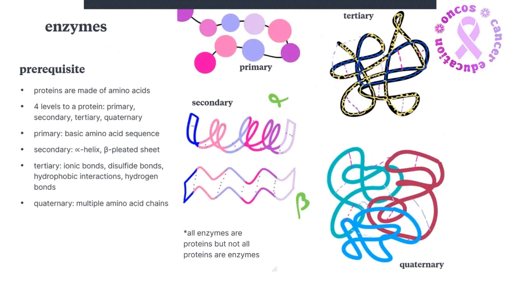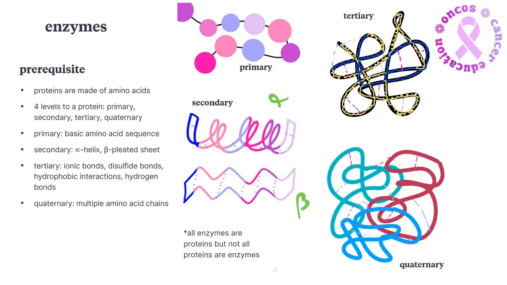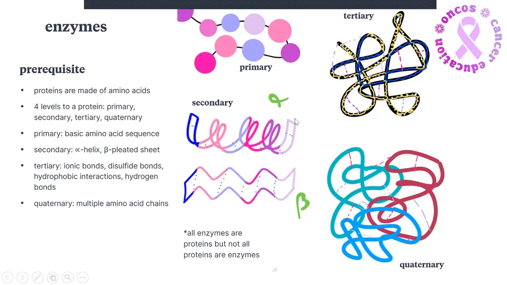Enzymes: some things to know before we formally start talking about them. Enzymes are proteins. Proteins are made of amino acids. There are four levels to a protein: primary, secondary, tertiary, and quaternary. We usually say this is the primary structure, this is the secondary structure, the tertiary structure, and the quaternary structure. In the primary structure, we have amino acids, which are these little colored circles joined together by a peptide bond, and they form this really long chain, and we can just call that a protein.